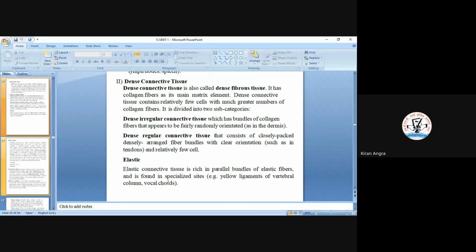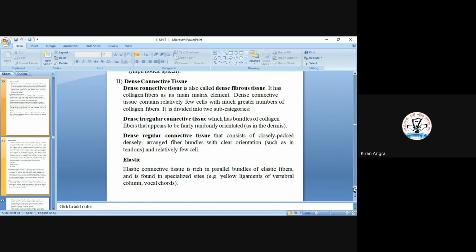Okay, dense. It is a dense connective tissue, basically dense fibrous tissue. It has collagen fibers as its main matrix element, because the cells or fibers are not loosely arranged. Dense connective tissues contain a few cells with a much greater number of fibers, and they are also of types: dense irregular connective tissue, dense regular connective tissue, and elastic.